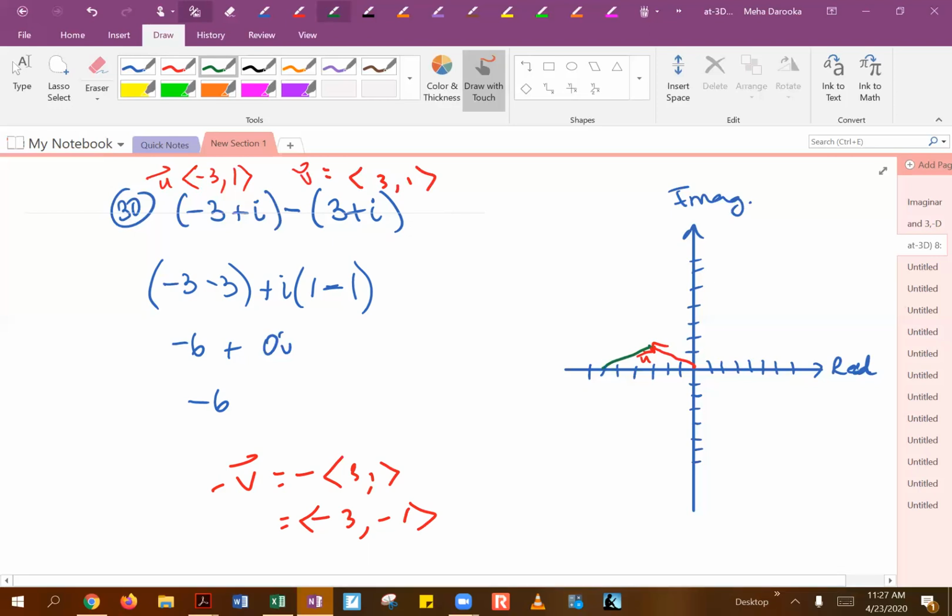So this is what we would have to be doing. Going left 3 and then down 1. So you should basically come back to the original real axis, right? And then of course you're talking about this vector here as our difference. So that should of course verify and go all the way to -6 on that negative side.